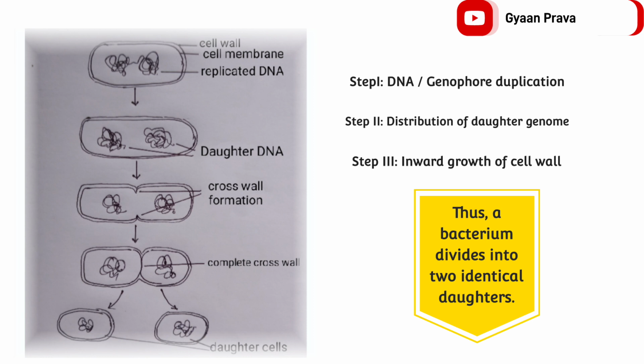Then, cross-wall formation. DNA doubling is followed by inward growth of the cell wall midway between the daughter genomes. For this, cell wall material is deposited between the membranes and the cell is divided into two daughters.